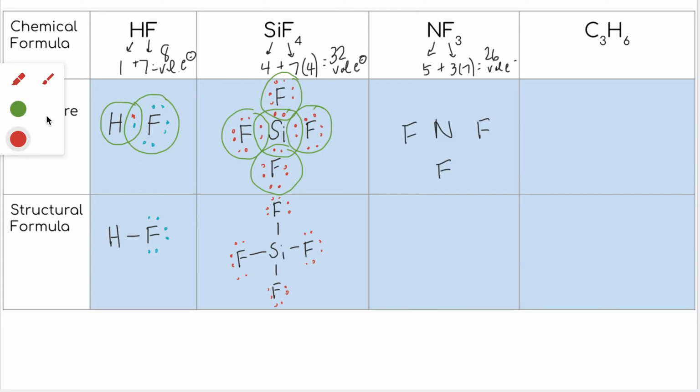Let's start off by putting a pair of shared electrons between nitrogen and each fluorine, and then filling in the octet for each fluorine.